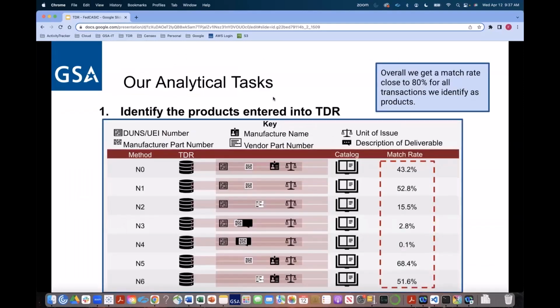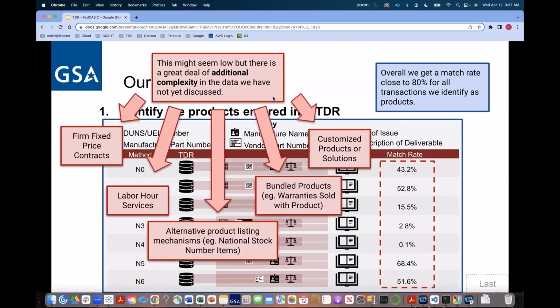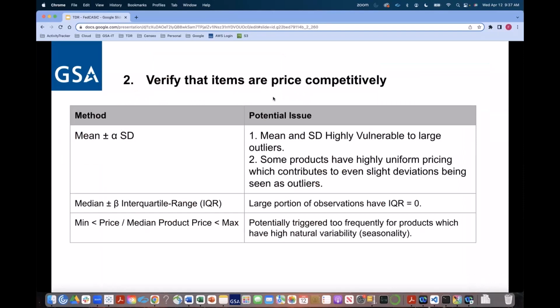Overall, combining the match rates, because many of these will be matched in multiple methods, we get just about an 80% identification. This might seem low, but there's a great deal of additional complexity in the data that we have not yet discussed. Within the data, there's firm fixed price, labor hour services, alternative product listing mechanisms such as national stock numbers, bundled products, and customized products or solutions.